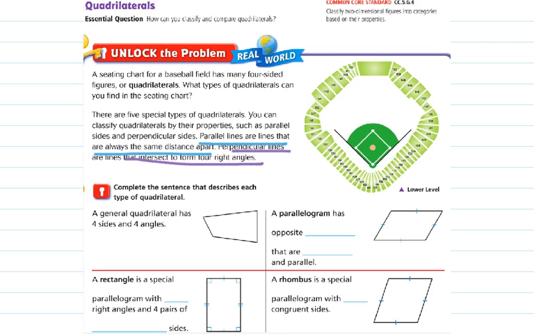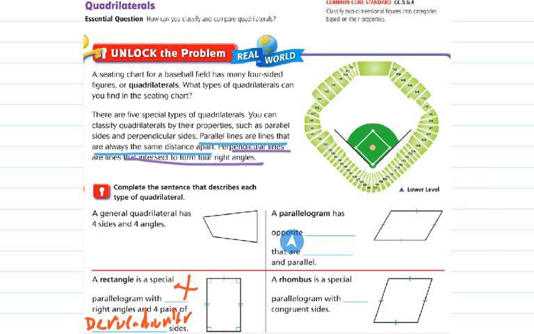So, a general quadrilateral that has 4 sides and 4 angles would look like this. There's 1, 2, 3, 4 sides, 1, 2, 3, 4 angles. Now we're going to go into the next type of quadrilateral. A rectangle is a special parallelogram with 4 right angles, and so if we count them, there's how many right angles? 4 right angles. And there are also four pairs of perpendicular sides.